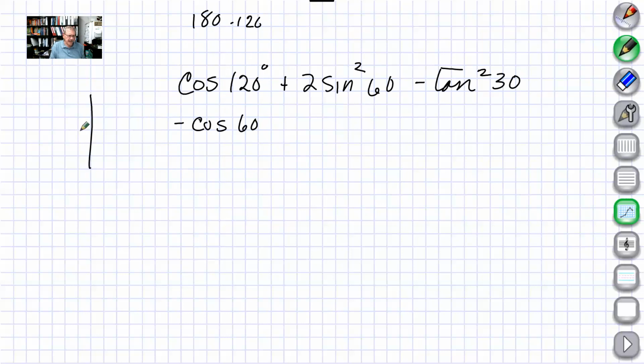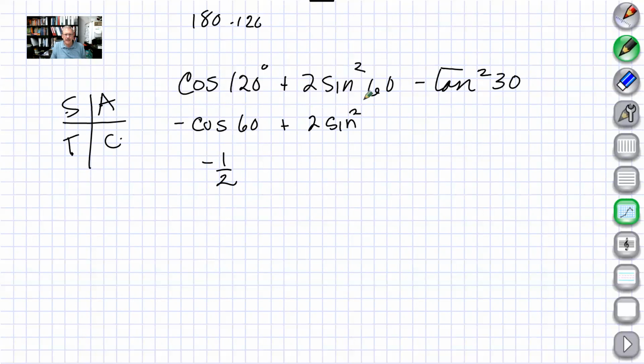So I'm always thinking A, S, T, C. All students take calculus. Okay, what's the cosine of 60? I cheat, I look at my little chart. Cosine 60 is 1/2, so this is negative 1/2, plus 2 sine squared 60. Well, we just figured out the sine is going to be positive.